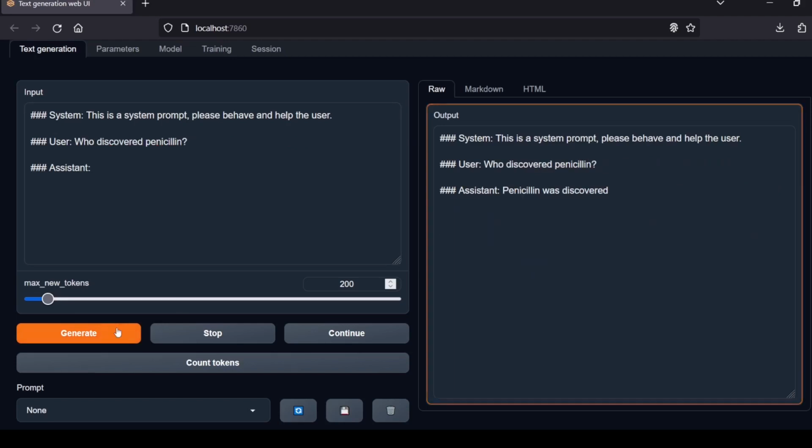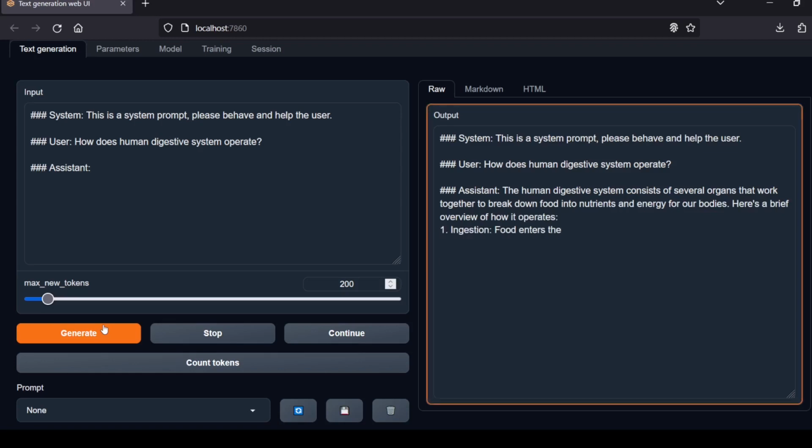Next question. Who discovered penicillin? The model stated that penicillin was discovered by Sir Alexander Fleming in 1928. This matches the known history behind the discovery of the first antibiotic. Local lab rating. Pass. Next question. How does the human digestive system operate?